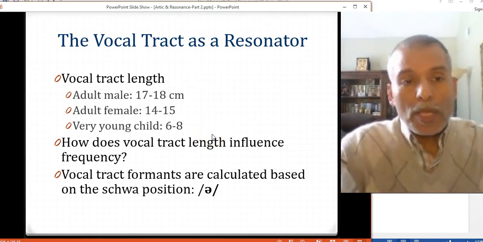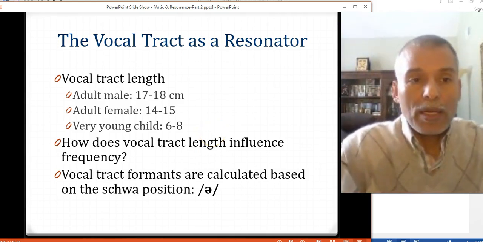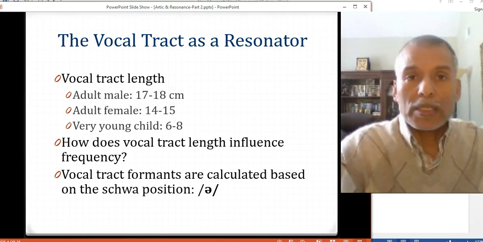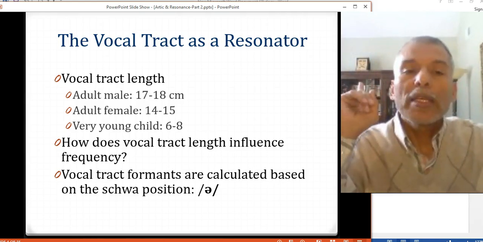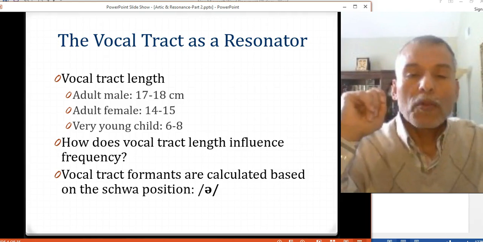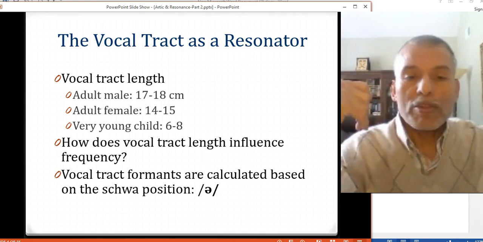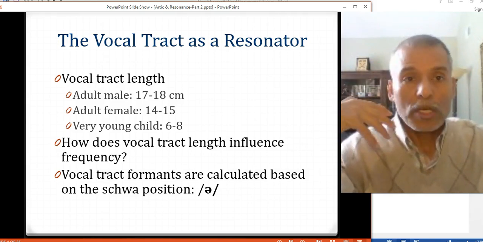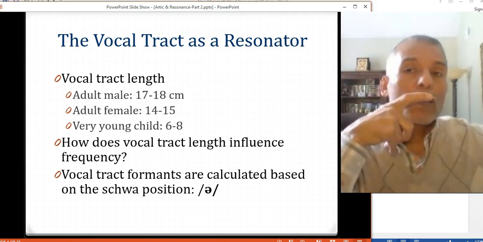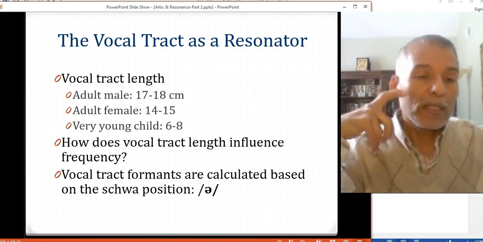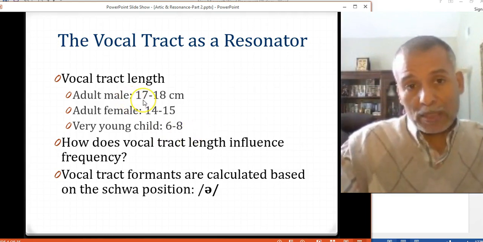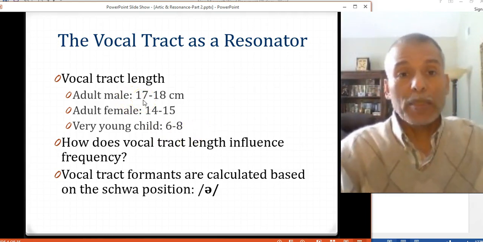There are three basic factors that determine vocal tract resonance. Number one, the length of the vocal tract. For example, one of the reasons why the adult male voice is low pitched is because of the length of the vocal tract. The adult male has the longest vocal tract from the vocal folds to the lips, about 17 to 18 centimeters.